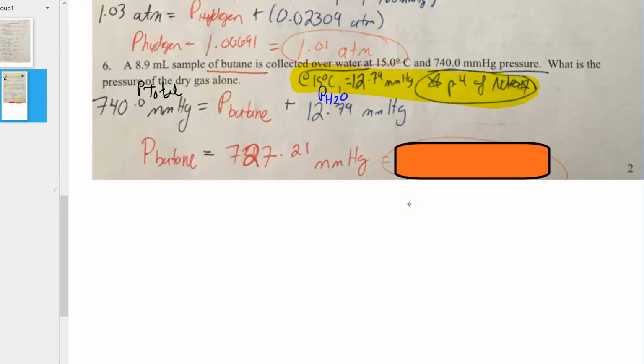When I subtract that over, I get 727.21, but Sig Figs, least number of decimal places. 1 decimal place right here. Well, here from my table I had 2, so this one's going to have to go to just that 1 decimal place. Now we're all done with page 2 of your homework.